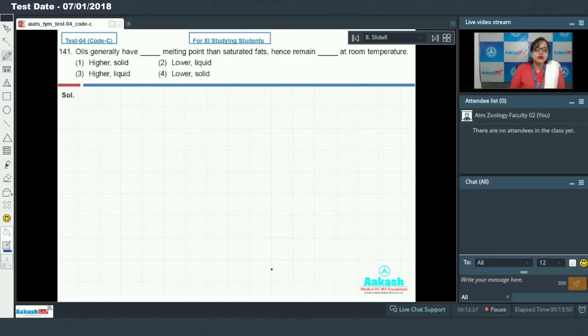Question 141, which says oils generally have blank melting point than saturated fats and hence remain blank at room temperature. So we have to select the option which gives the correct answer for the blanks in the above statement. So you all know that oils are unsaturated fats. Oils come under the category of unsaturated fats.